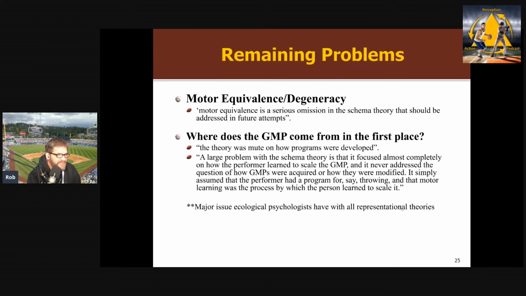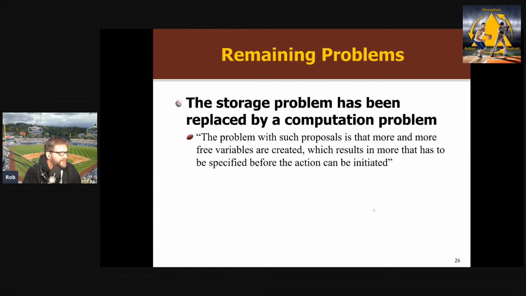So a large problem with schema theory is that it focuses almost completely on how the performer scales the GMP. It never addresses the question of how the GMPs were acquired in the first place or how they're modified. It just simply assumes that the performer had a program for throwing. So this is a big problem.